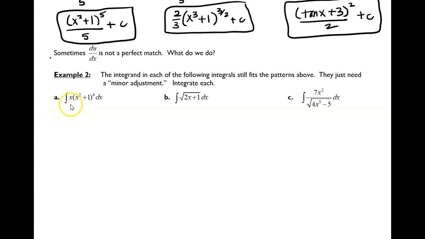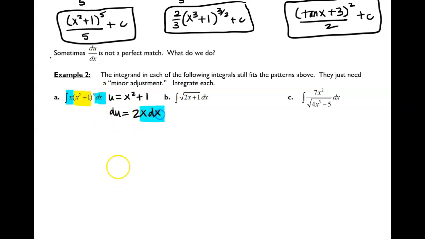In number 2a, we have the integral of x times (x squared plus 1) to the 6th dx. So again, I'm going to pay attention to my inside function. So I'm going to call x squared plus 1 my u. U equals x squared plus 1. My du is, so notice I'm not going to pay attention to the integral right now. I'm just taking the derivative of this u. U is x squared plus 1. The derivative of that is 2x dx. And so I want to look and see, do I have a 2x dx in my integral? I don't. I have an x dx.